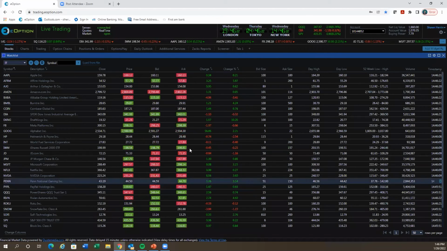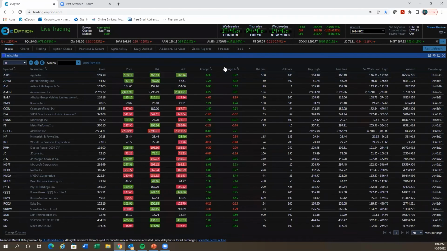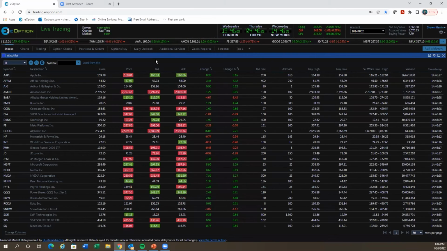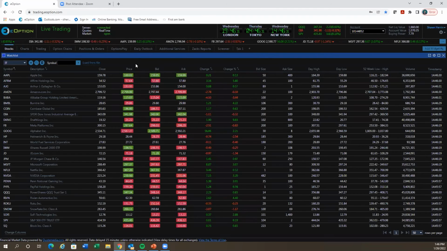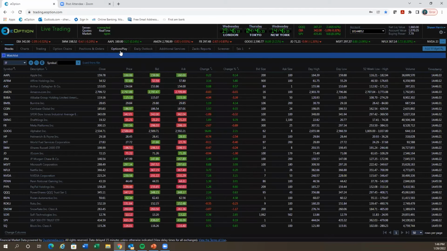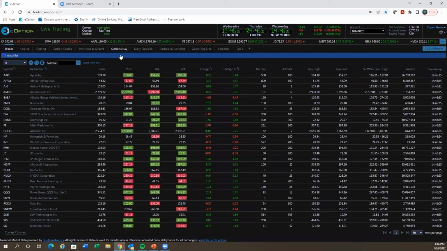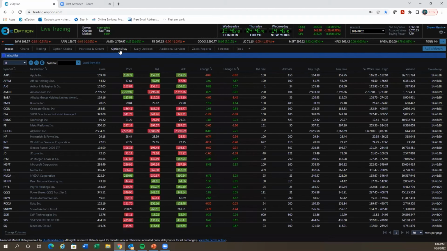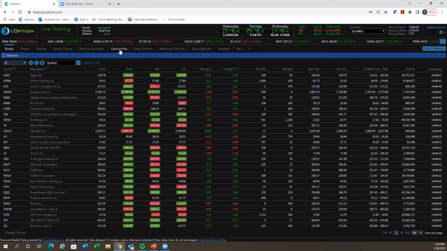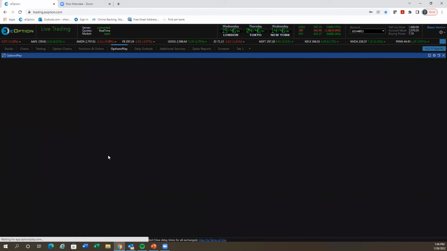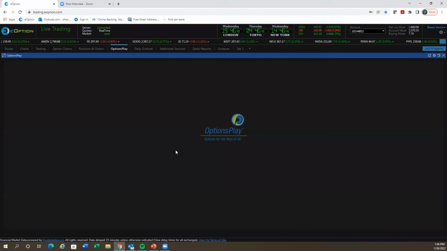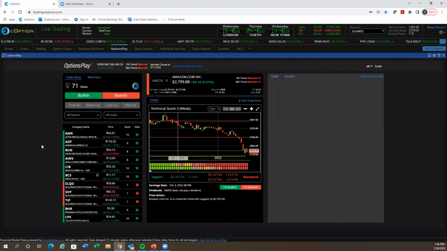What you're seeing here is live data, and a couple other things I wanted to go over, useful tools in our platform that you might find of interest for options or giving you ideas about options, is some software that we provide free to account holders called Options Play. And this software gives you analytical information on different ideas for how to trade different options.